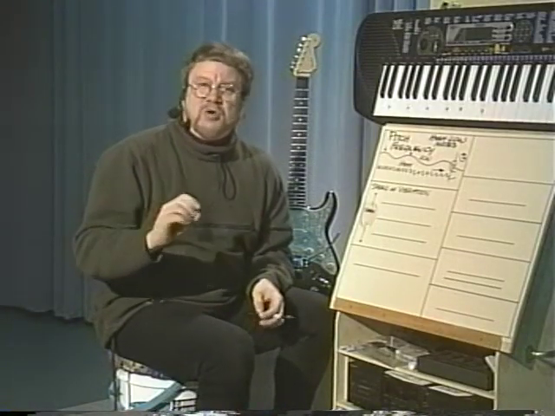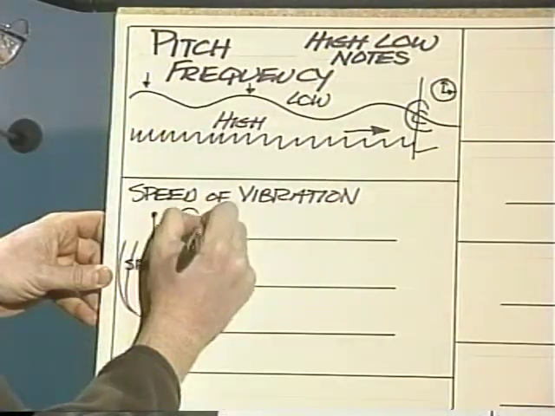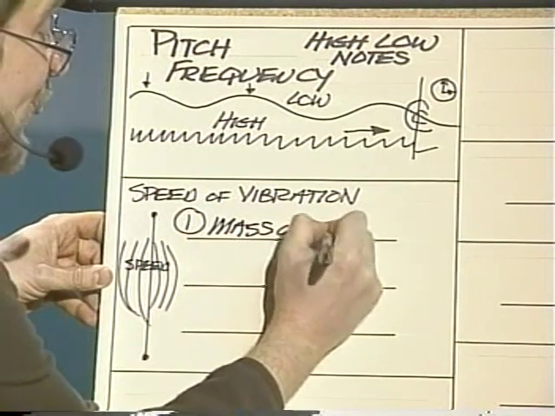But what we said was you can actually control the frequency, you can control the pitch, you can control the vibrating speed of the string on a guitar. How do you do that? Well, we humans control the speed of vibration in stringed instruments using 3 different factors. The first factor is the mass of the string.